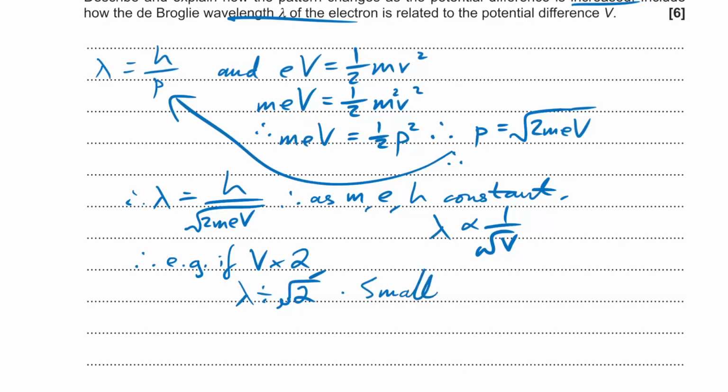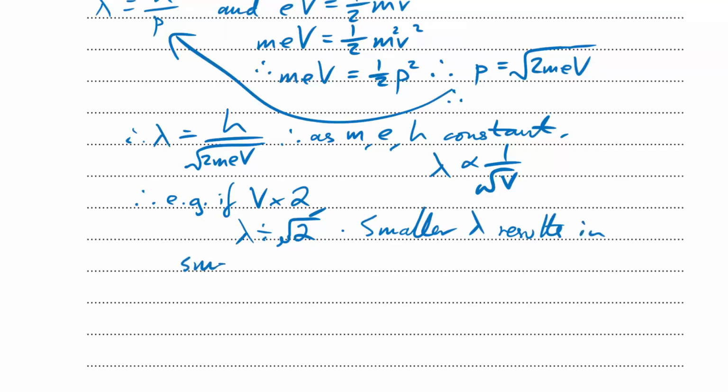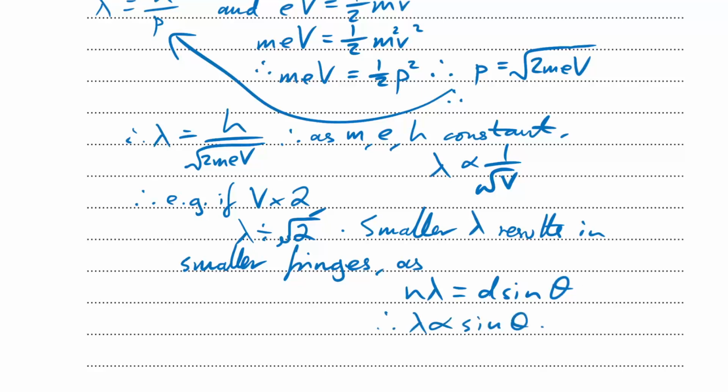Smaller wavelength results in smaller fringes, as we're looking at here, and lambda equals d sine theta. Therefore, lambda is proportional to sine theta. Oh, is that the end?